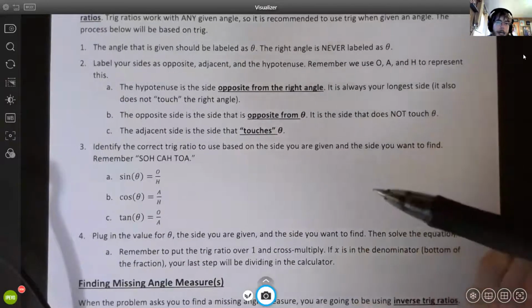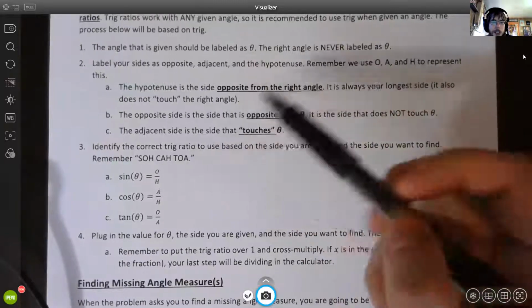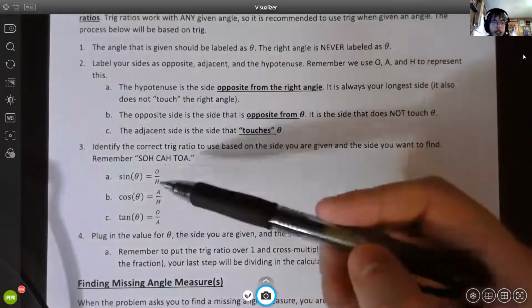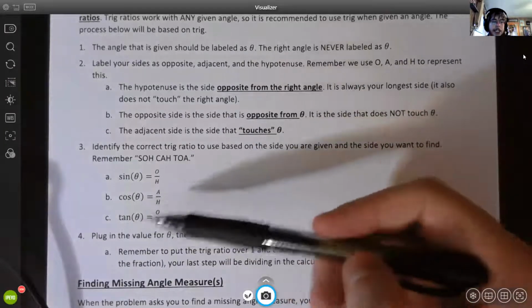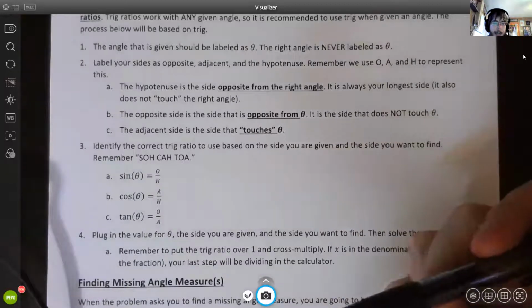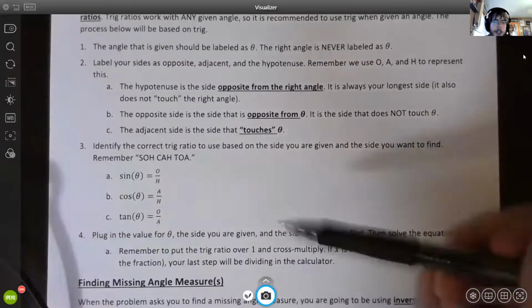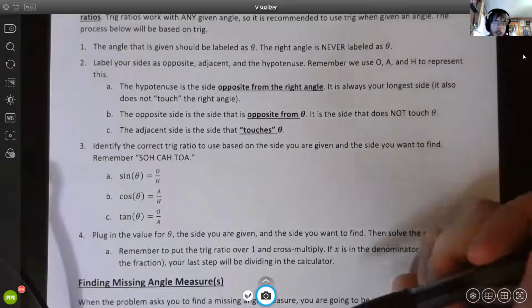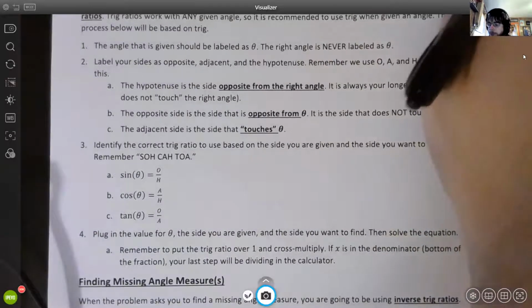Then you use your trig functions. Based on the side that you have and the side you want to find, you need to use one of these 3 ratios. Remember SOHCAHTOA: sine is O over H, cosine is A over H, and tangent is O over A. Then you plug in the value for theta, the side you're given and the side you want to find, then solve the equation, put the trig function over 1 and cross multiply, and solve it appropriately.